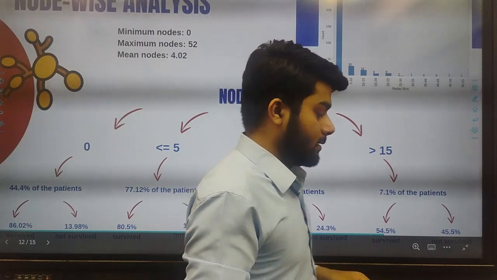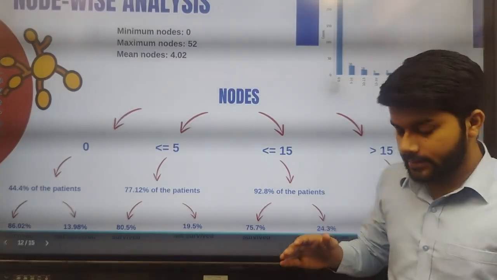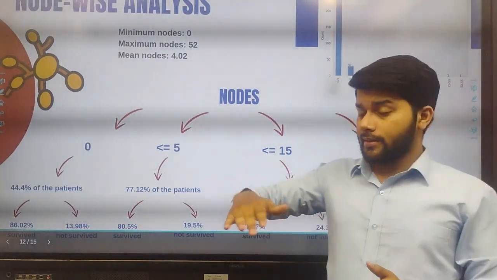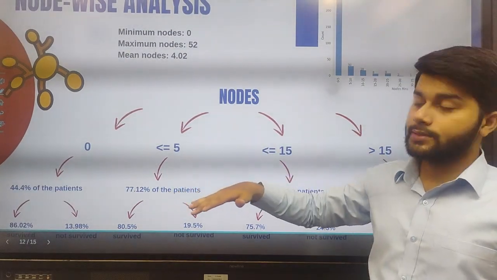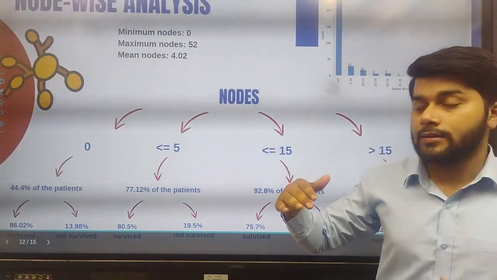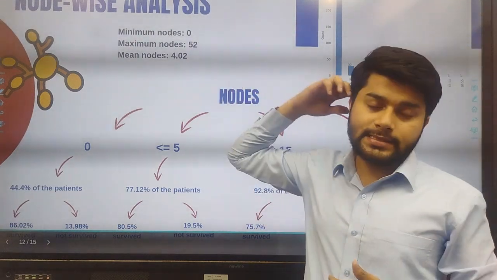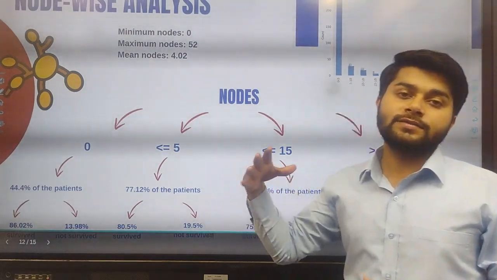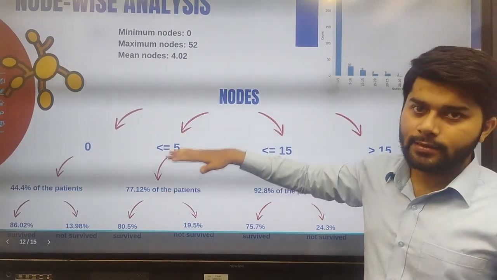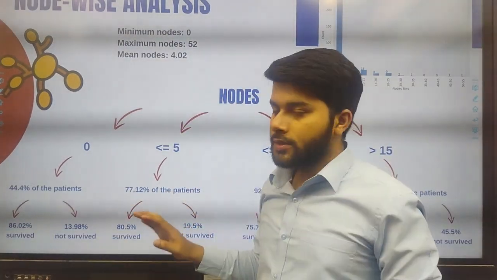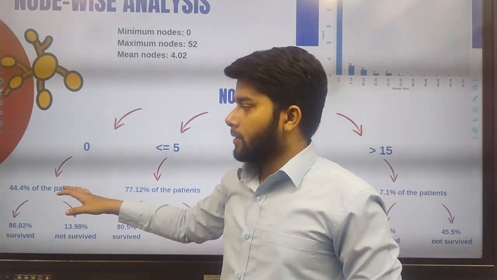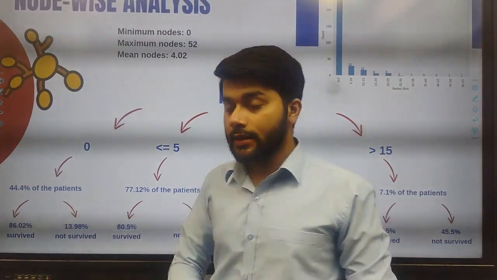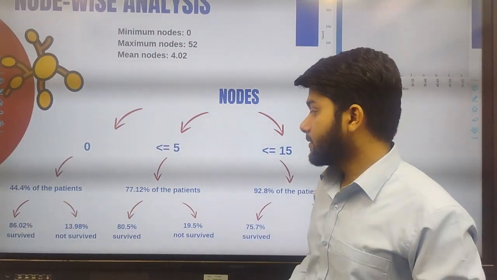So this is our node-wise analysis. We have around 306 patients, and there is a different distribution in their nodes. The minimum is the patient with the lowest nodes, 0 nodes, and the maximum node count of a patient was 62. So I have made this decomposition tree. For the patients who didn't have any nodes, they are 44% of the total patients, and of those, 86% survived and 14% didn't survive.